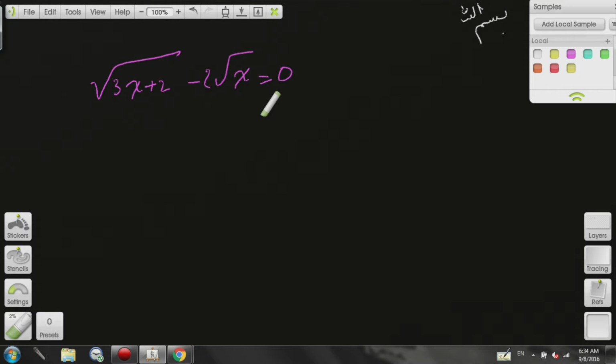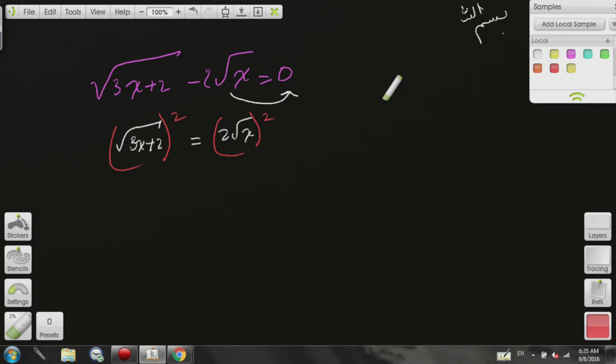Now, in this case, remember the idea is to isolate the radicals. You can't square this the way it is because then it'd be a big mess, you have to FOIL again. So what you do is, in this case, you take one of them to the other side. So you have square root of 3x plus 2 equals 2 times square root of x, okay? And then you can square both sides, see, like this, okay?